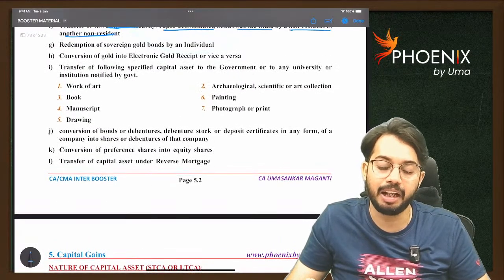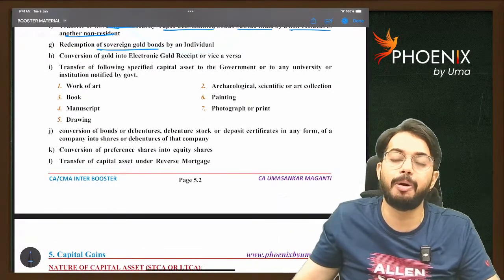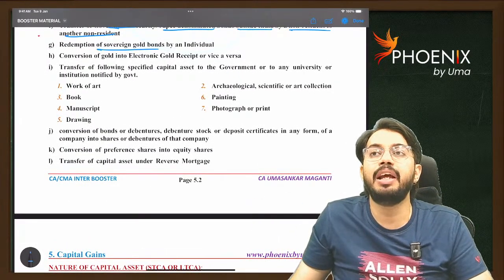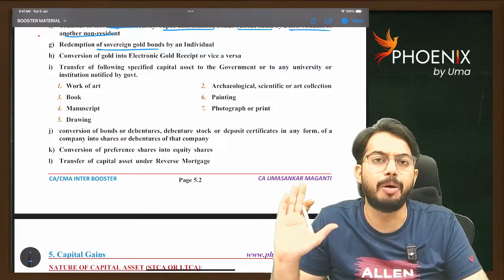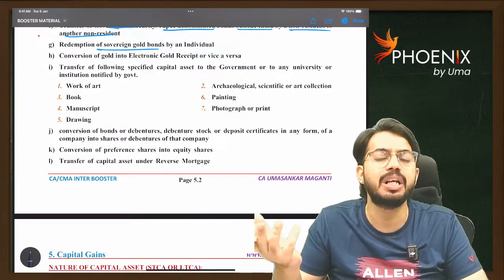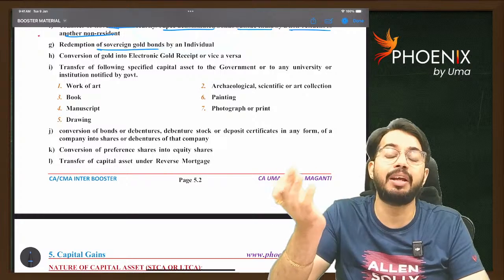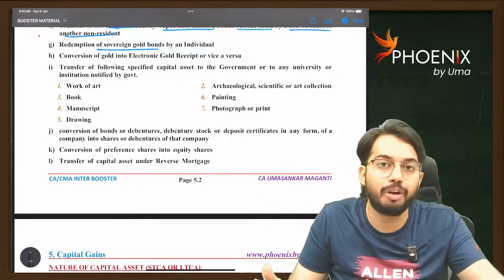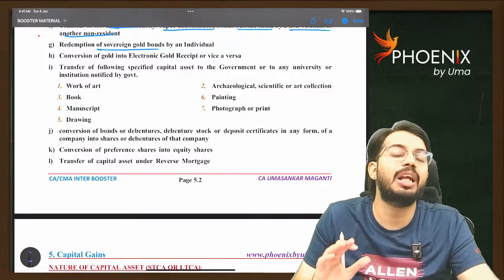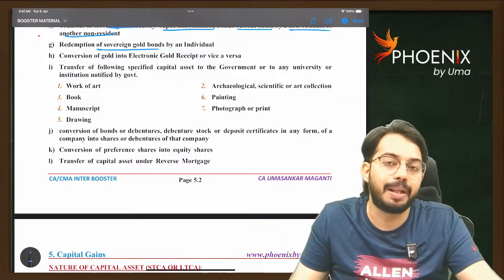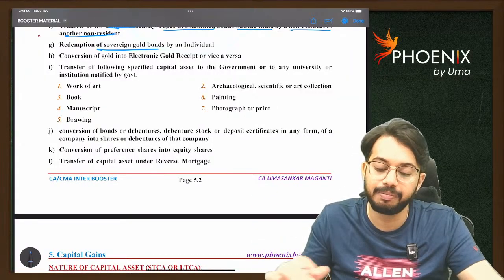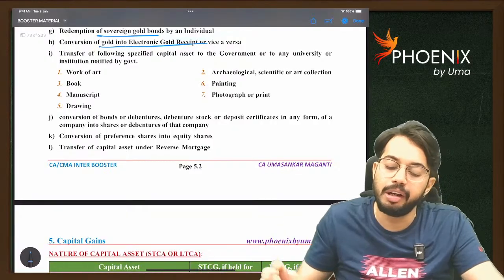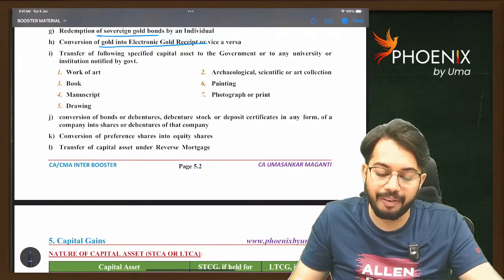Is it clear? Redemption of sovereign gold bonds by an individual. See, RBI will issue sovereign gold bonds. I will purchase sovereign gold bonds. At one point of time, government, like RBI, will do redemption of sovereign gold bonds. At the time of redemption of sovereign gold bonds, if I get any money, on that money I am not required to calculate capital gains. Is it clear? Conversion of gold into electronic gold or vice versa.